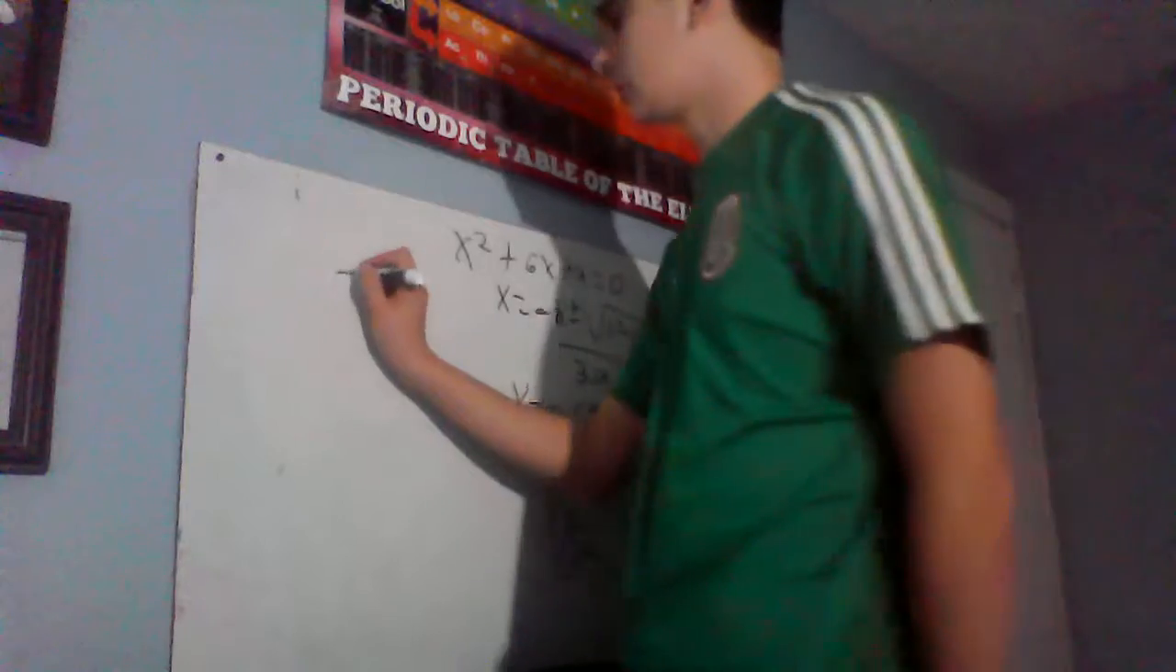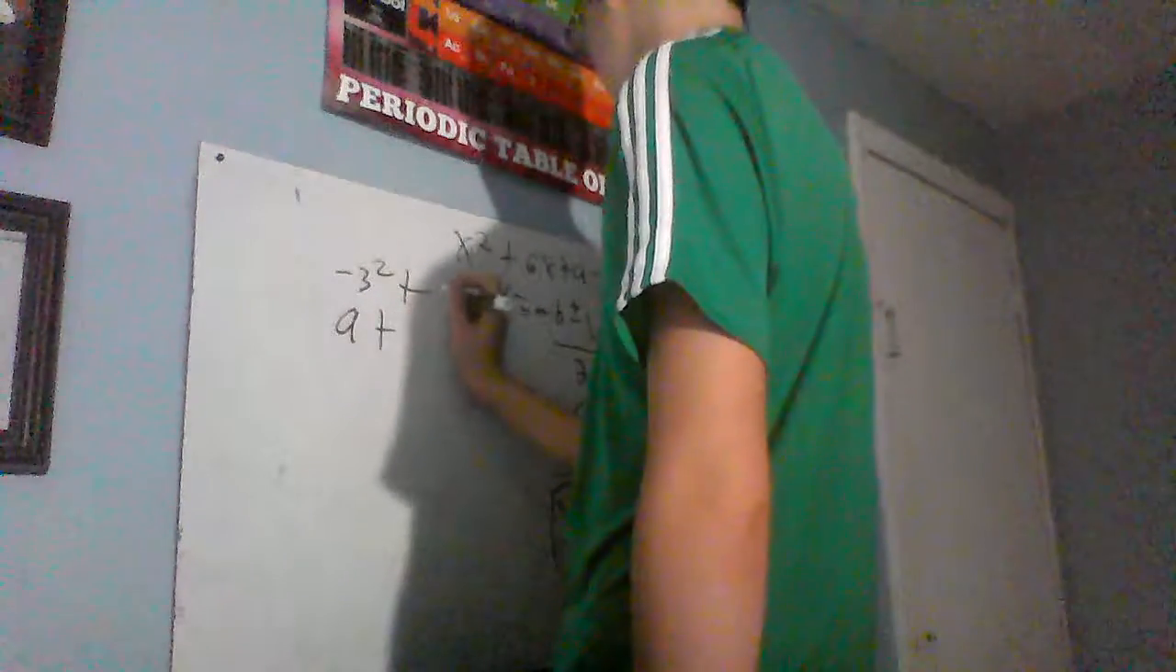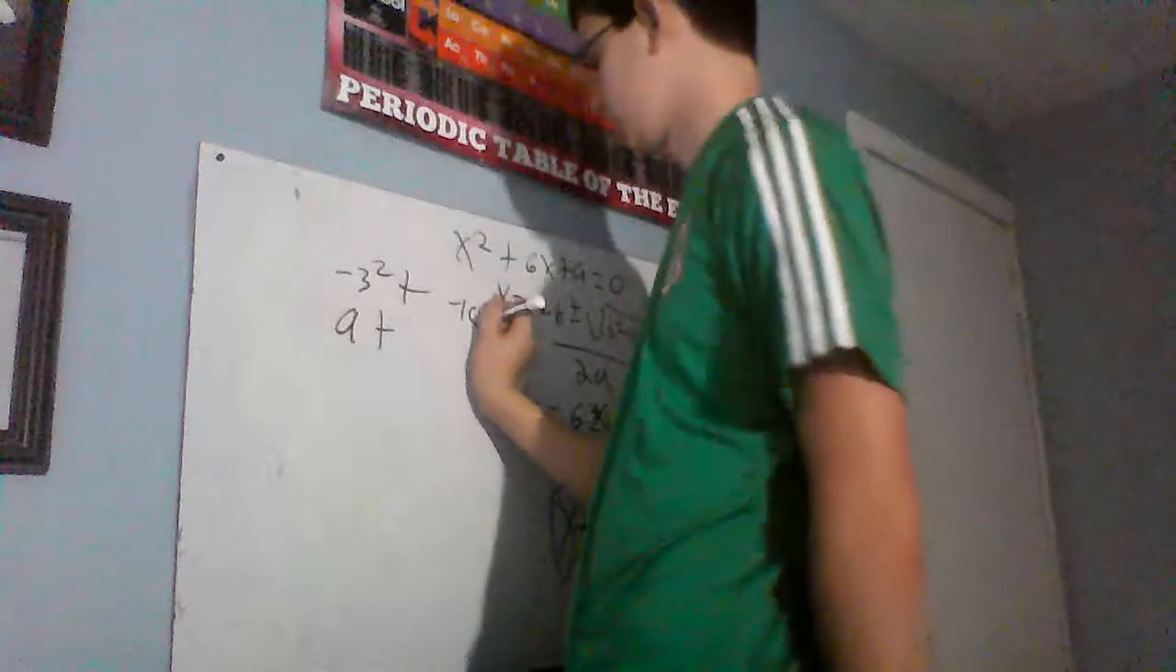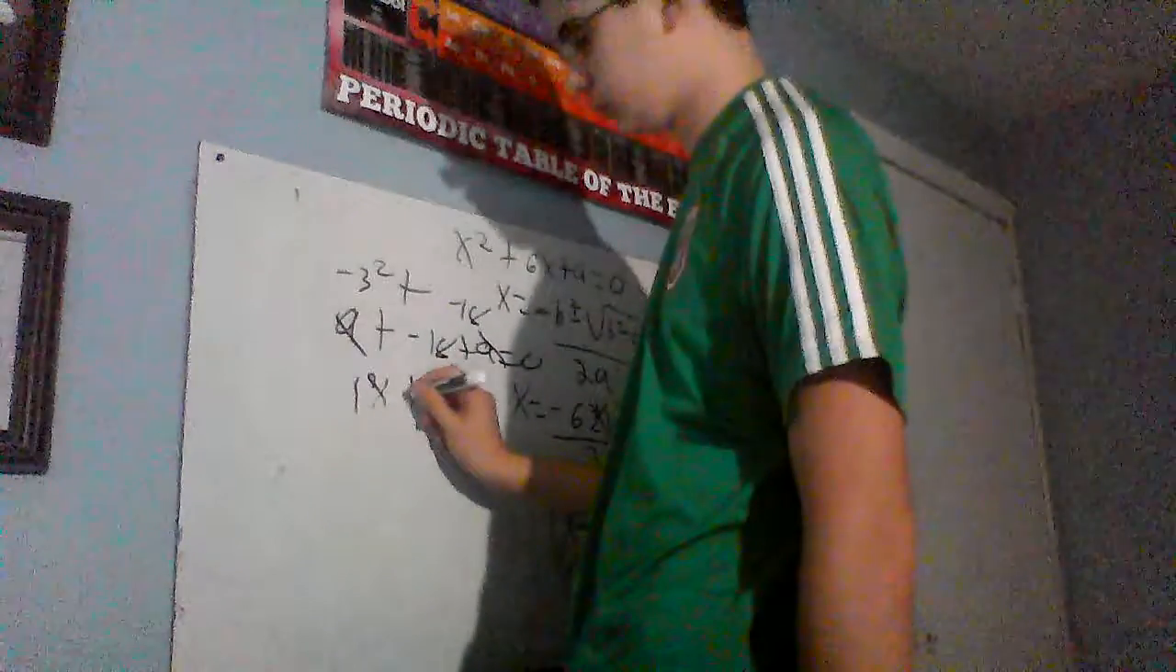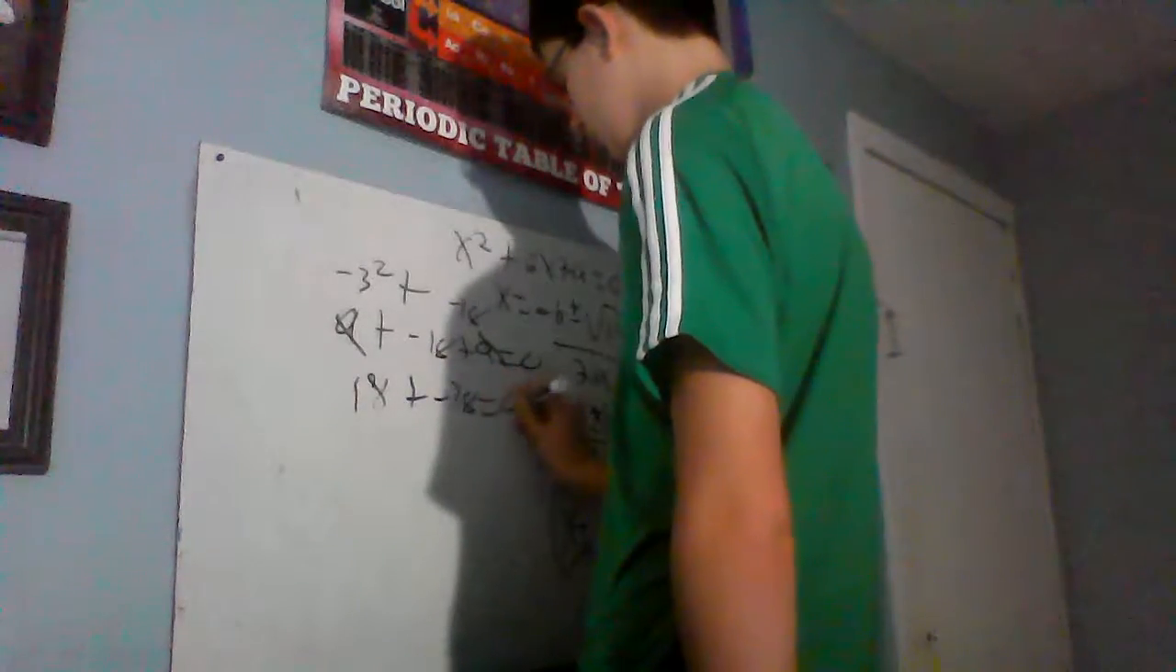Now you check it. Negative 3 squared, 9 plus 6 times negative 3, which is negative 18, plus 9 equals 0. 9 plus 9, 18, minus 18 equals 0, 0 equals 0. Checks out. Yep.